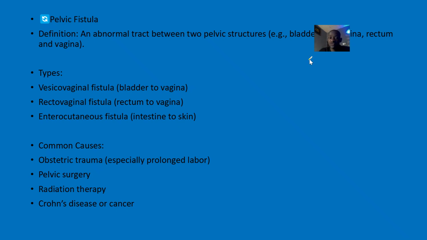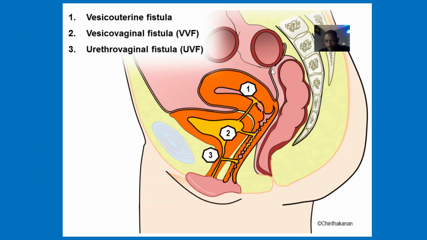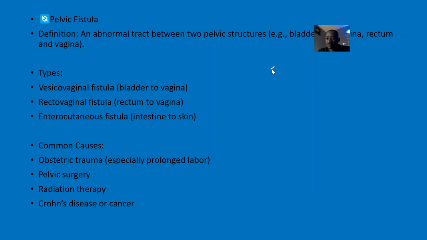So types could be vesicovaginal fistula. I just have it on this image. Please, you can pause to observe, right? So vesicovaginal fistula, bladder to vagina, rectovaginal fistula, rectum to vagina, enterocutaneous fistula, intestine to skin. So common causes could be due to injuries, pelvic surgeries, radiation therapy, Crohn's disease, cancers.